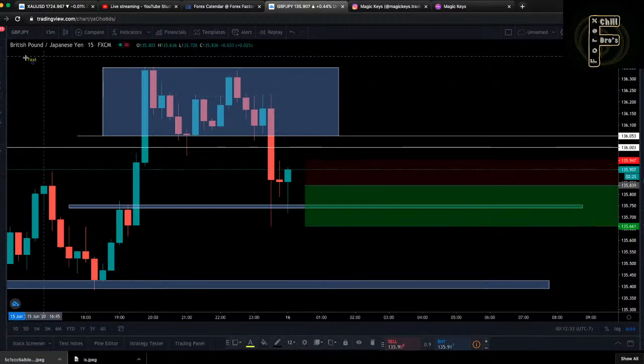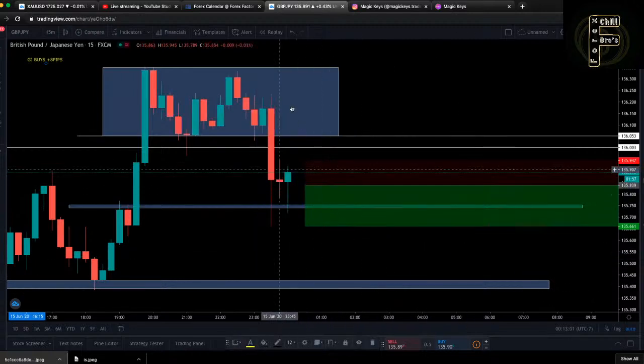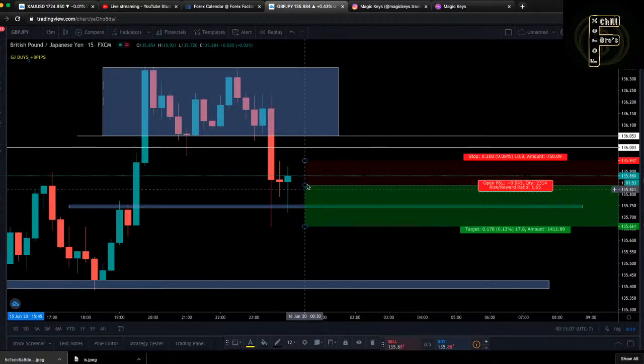So any trade I take, I'm just gonna make a note at the top. GJ buys, plus 8 pips. Any trade I take, I'm just gonna put it there. Plus 8 pips. My runner hits my stop loss.